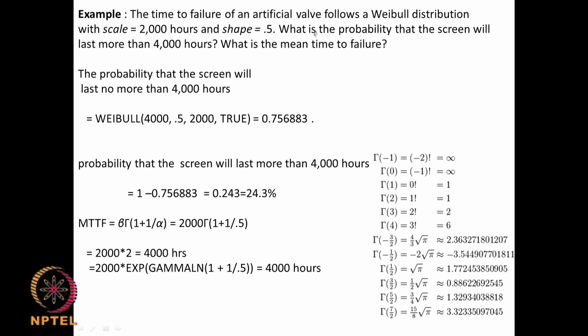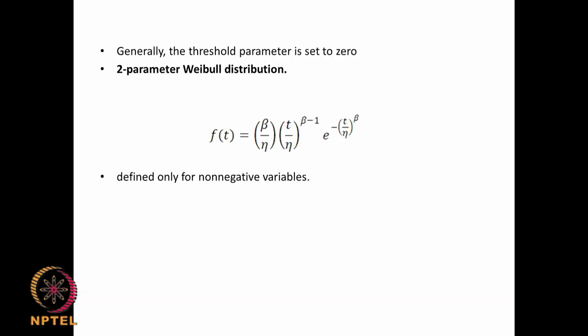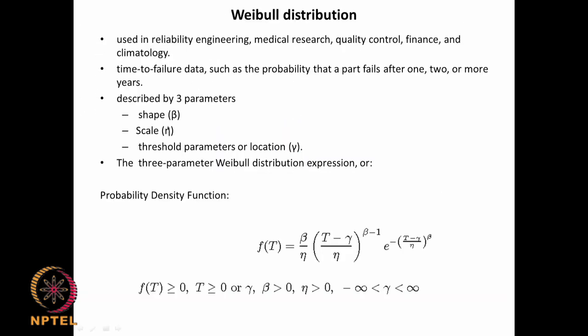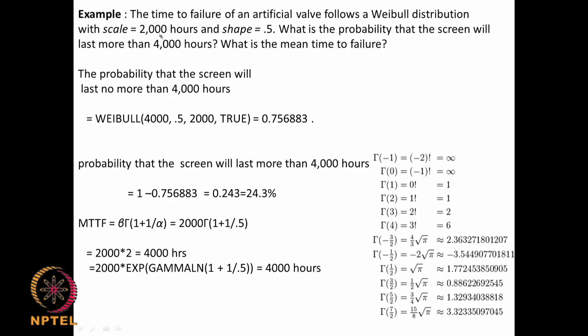The time to failure of an artificial valve follows a Weibull distribution with scale equal to 2000 and shape equal to 0.5. Okay. Shape is 0.5, scale is 2000. Okay. So, what are they? Scale is eta, shape is beta. Okay. So, it is given as 2000 and 0.5. What is the probability that these artificial valves will last more than 4000 hours? Okay. And then what is the mean time to failure?